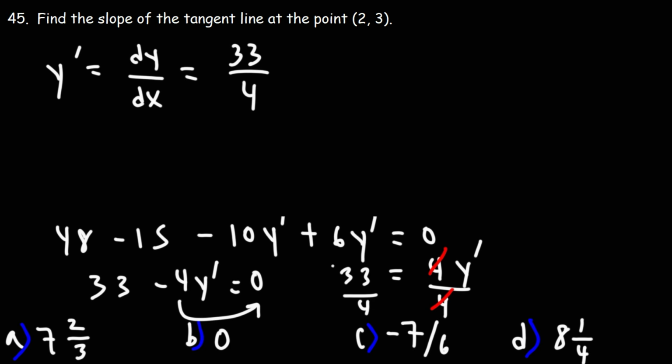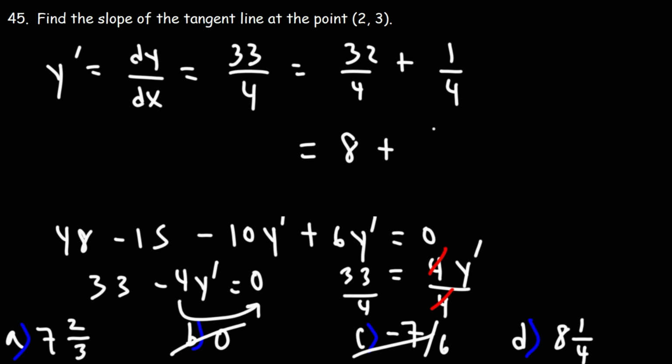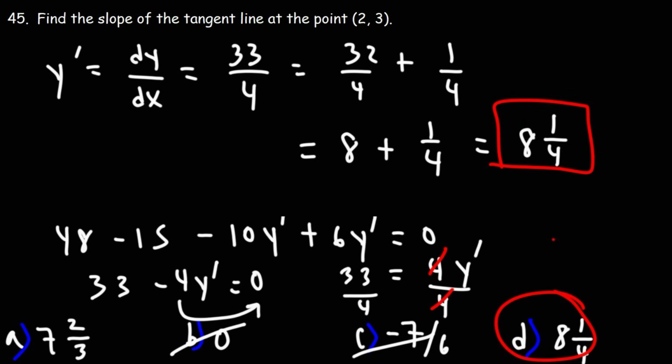Now, 33 over 4 is not 0, and it's not equal to negative 7 over 6. We need to convert this to a mixed number. What is the highest multiple of 4 just under 33? That will be 32. So I'm going to break up 33 into 32 plus 1. Both of these will still be divided by 4. So 33 over 4 is equal to 32 over 4 plus 1 over 4. 32 over 4 is 8. 8 plus 1 over 4 is 8 1/4. So that's going to be the answer as a mixed number. Therefore, answer choice D is the right answer.